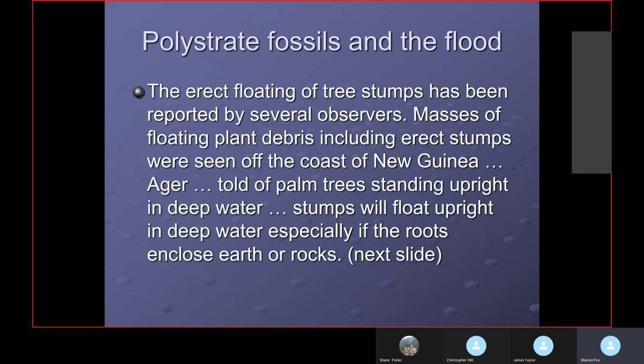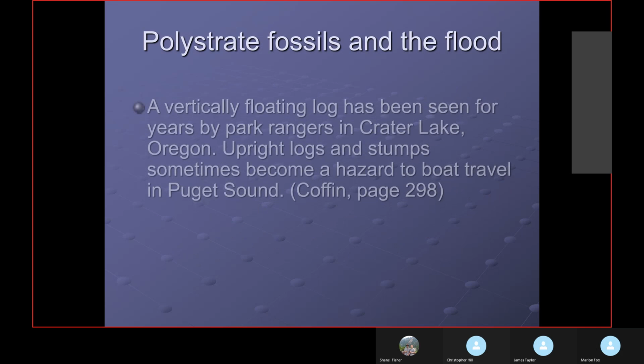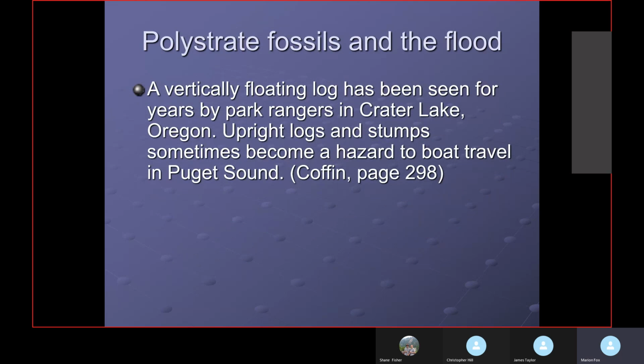The erect floating of tree stumps has been reported by several observers. Masses of floating plant debris, including erect stumps, were seen off the coast of New Guinea. Ager told of palm trees standing upright in deep water. Stumps will float upright in deep water, especially if the roots enclose earth and rocks. A vertical floating log has been seen for years by park rangers in Crater Lake, Oregon. Upright logs and stumps sometimes become a hazard to boat travel in Puget Sound.